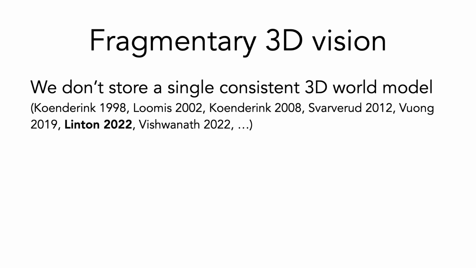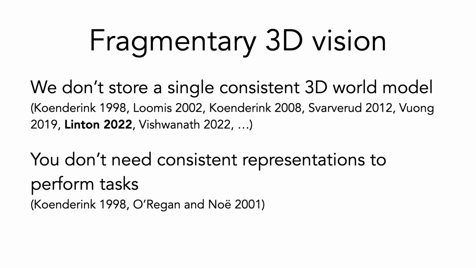So there's this idea called fragmentary 3D vision. This is kind of gaining steam in human perception in recent years. And the basic idea is that we don't store a single consistent 3D model of the world in our heads. There's this review paper by Paul Linton et al., which is a great summary of these results. And why is that? Well, the argument is that we don't need consistent mental representations in order to perform tasks. We as humans can assume that the world's not going to rotate suddenly every time we blink our eye. So we don't need mentally consistent representations.